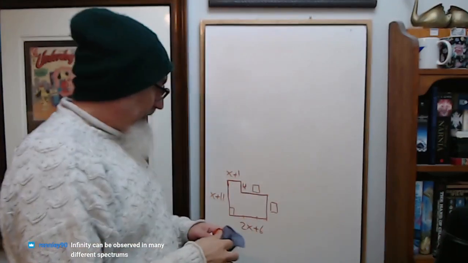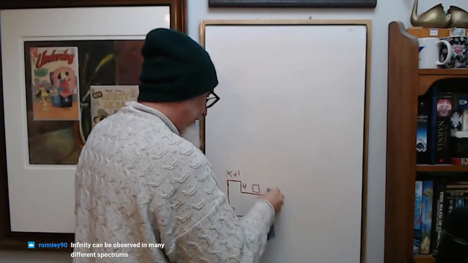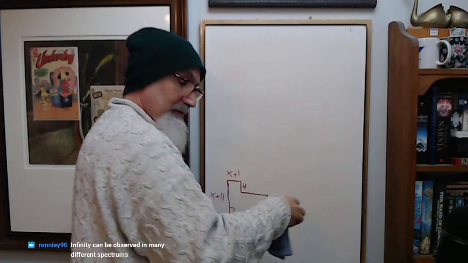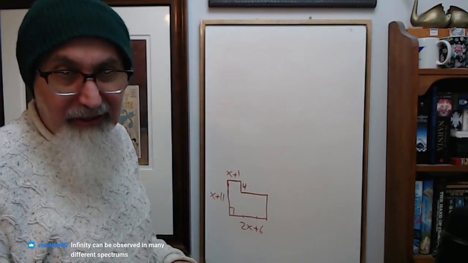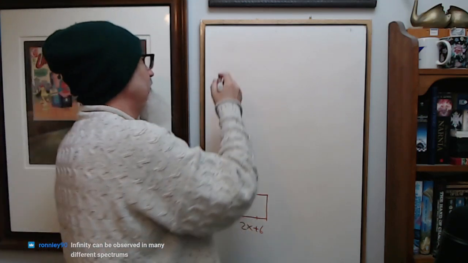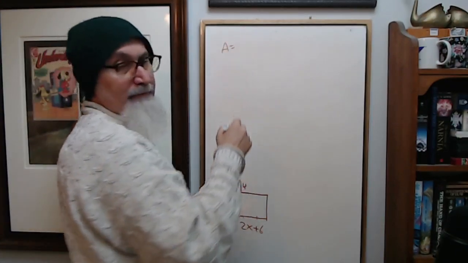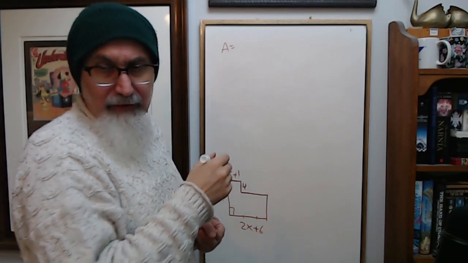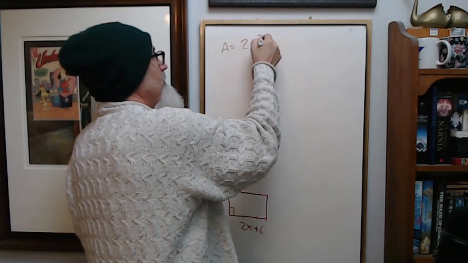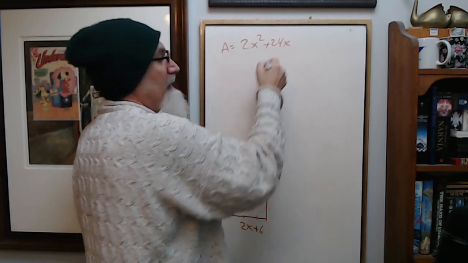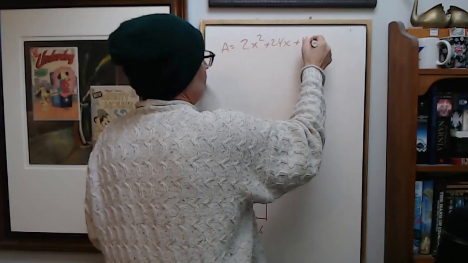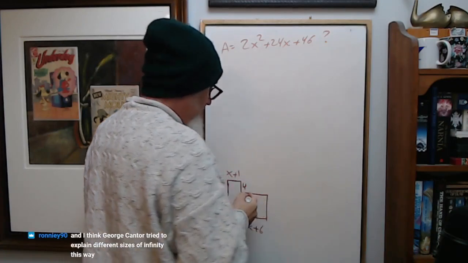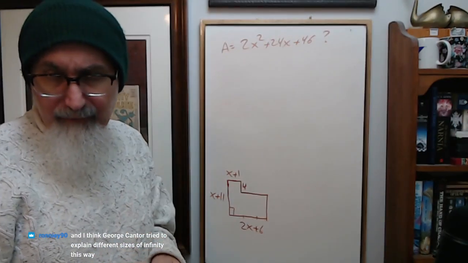So we're given the shape, right? Let me erase these. We're given the shape, and we want to find the area of the shape, or confirm that the area of the shape is 2x squared plus 24x plus 46. So the question is the area of this shape, right?